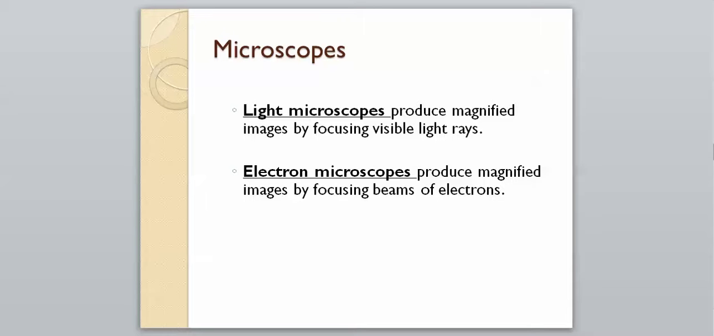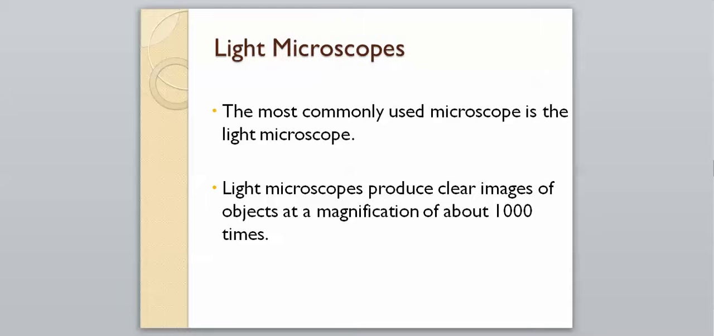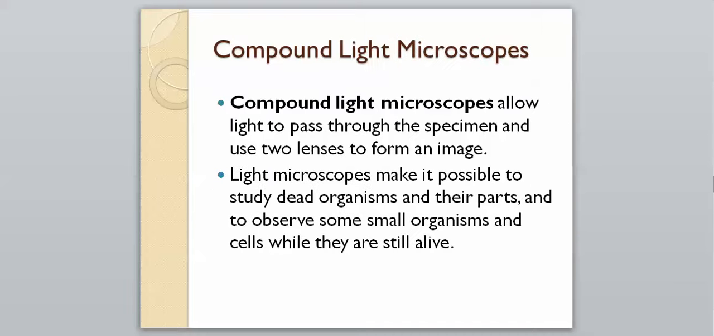So let's take a more in-depth look at light microscopes. These are the most commonly used microscope, and they produce clear images of objects at a magnification of about 1,000 times. So that's decent. This is the standard of what we have. As well as a light microscope, there's been an improvement called the compound light microscope, and these allow light to pass through the specimen using two lenses to form an image. This allows us to magnify it a little bit bigger than with just a regular light microscope, having these two lenses. So light microscopes make it possible to study dead organisms and their parts and to observe some small organisms and cells while they are still alive.